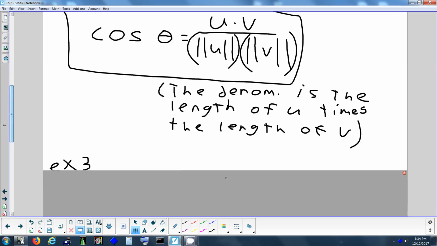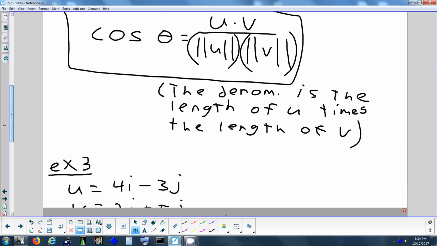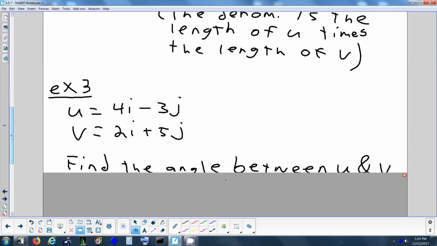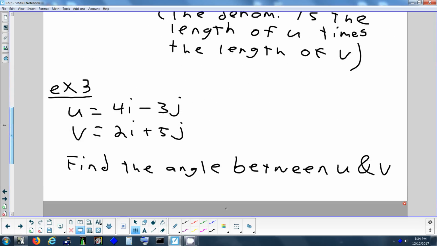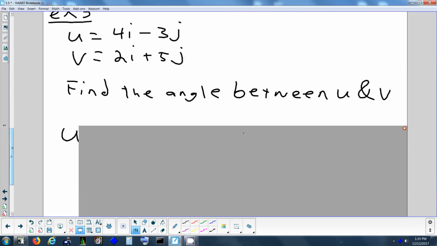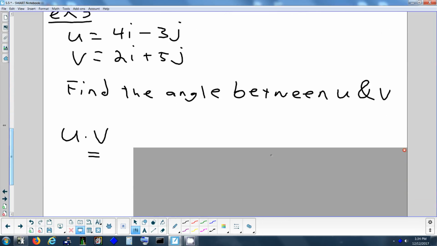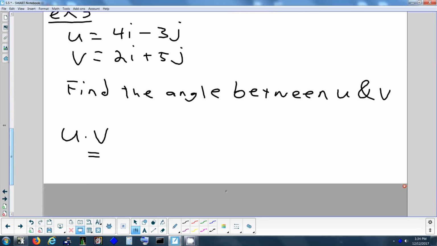Okay, so we're going to look at a problem where we have two vectors, and I want to know the angle between them. So three things we have to find. The dot product, so we'll start with that. Then we have to find the length of each vector. Can someone tell me the calculation to find the dot product?